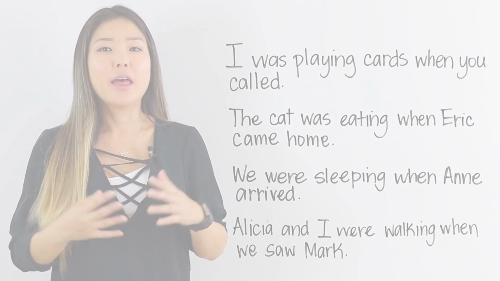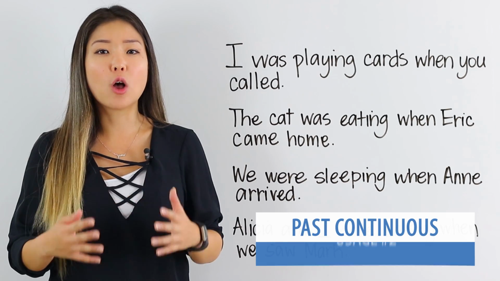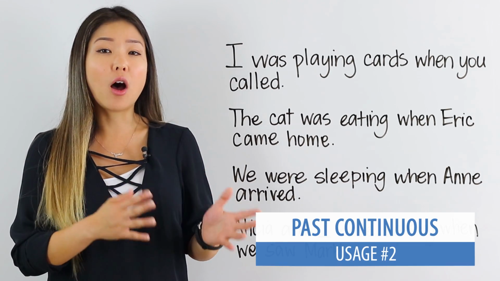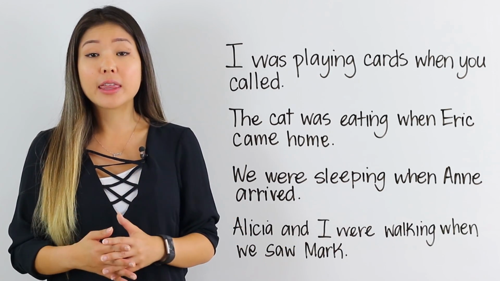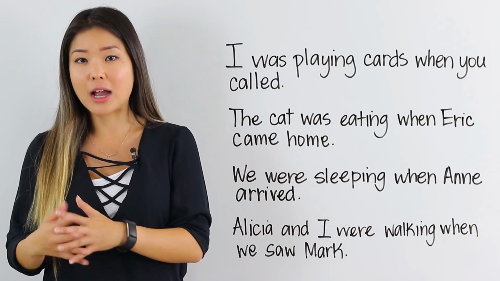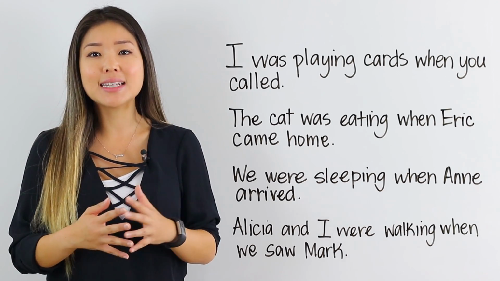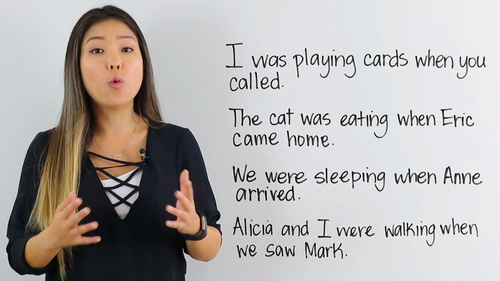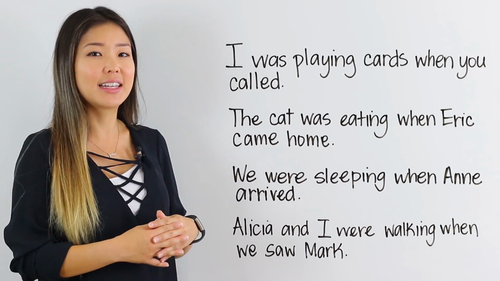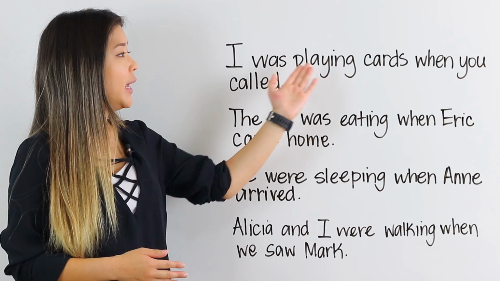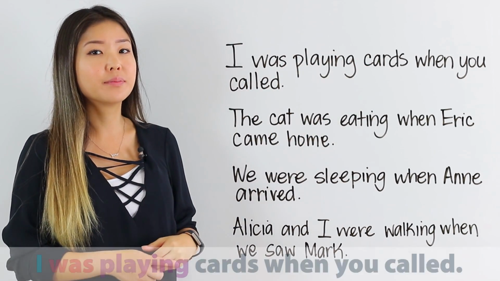Let's move on. The past continuous tense is also used to describe an ongoing action in the past that was interrupted by another action. This interrupting action is used in the past simple tense with the word when. Let's take a look at this example. I was playing cards when you called.